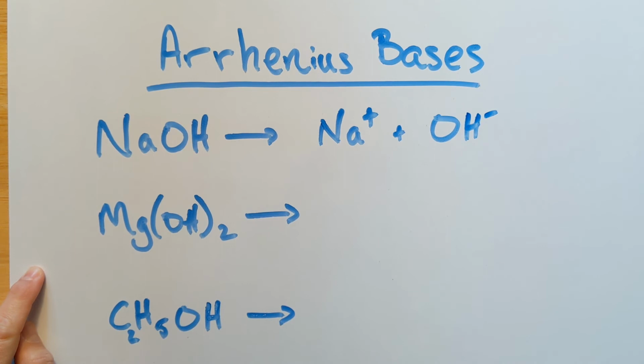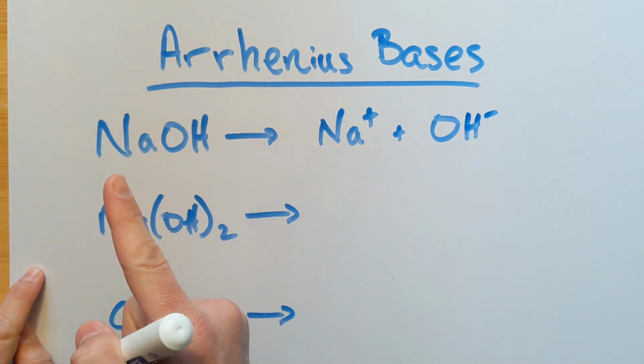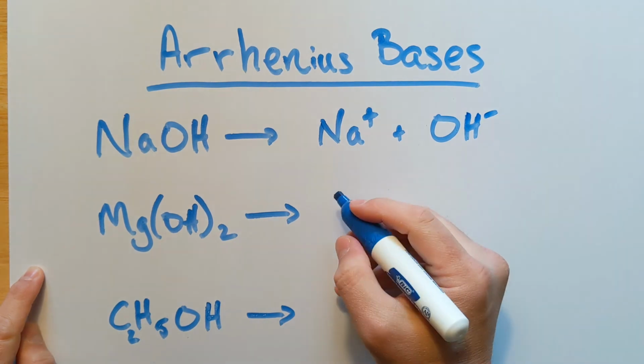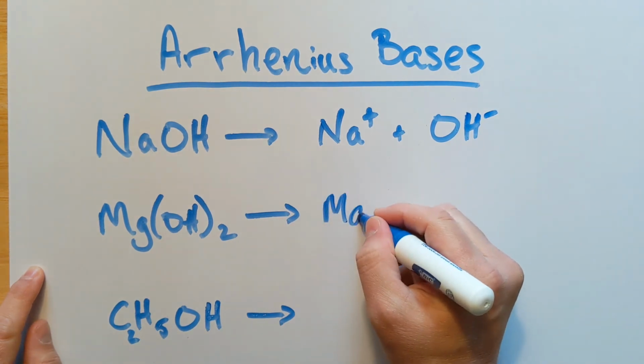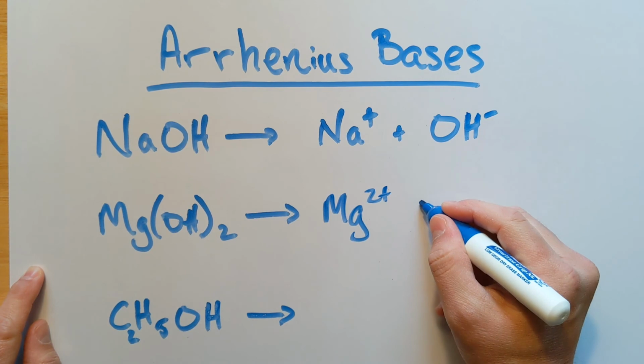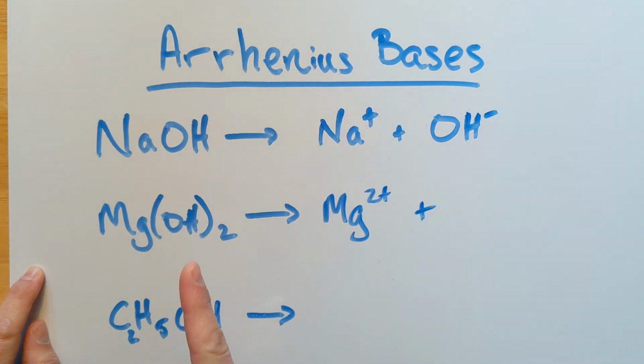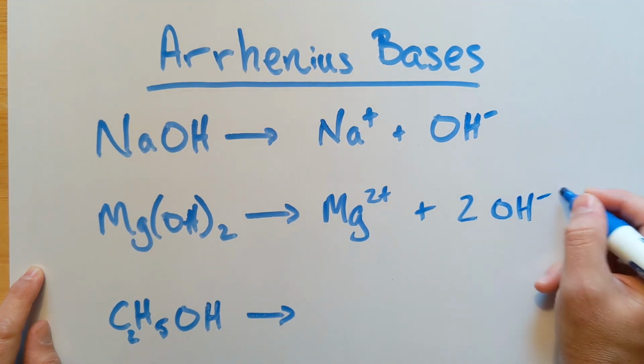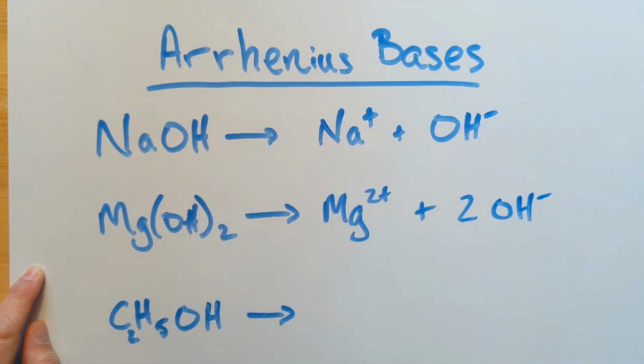It's ending with an OH, but we got to be careful that it also starts with a metal. Magnesium is a metal. The OH is at the end. The difference here is that we have a magnesium ion, but how many hydroxides are there? There's 2 of them right here. So we've got 2 hydroxide ions. We can put that 2 as a coefficient.